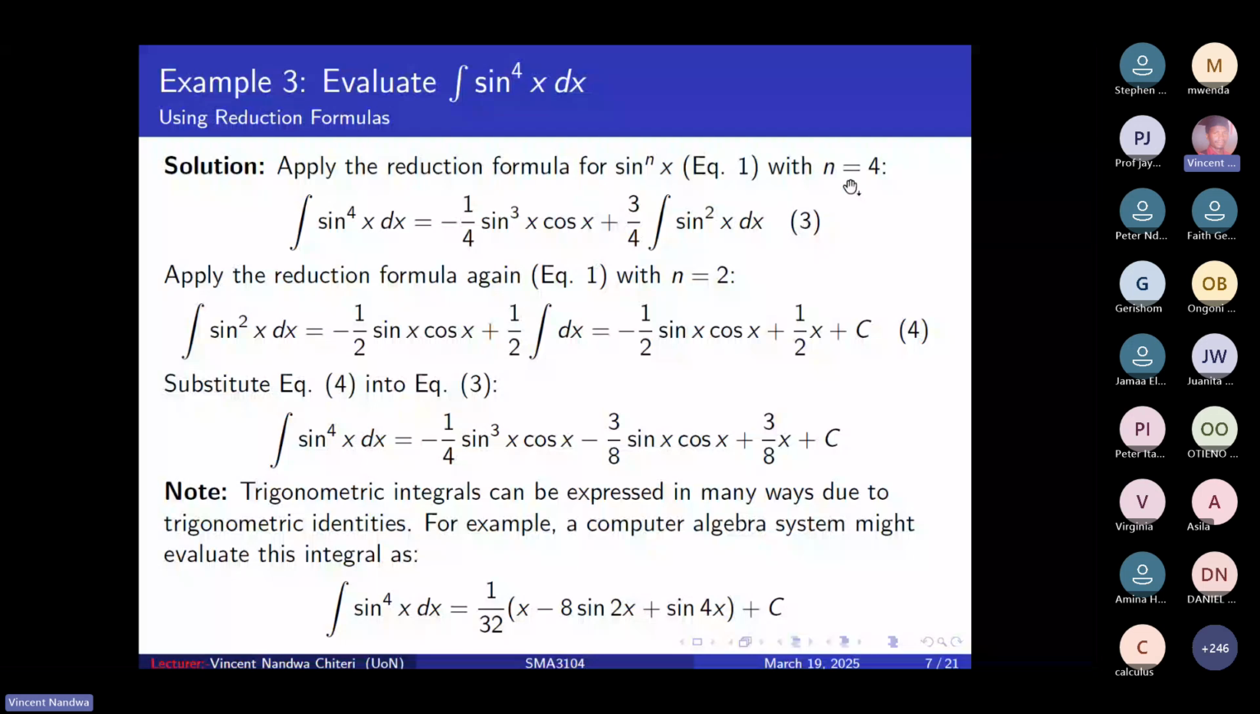When we reapply the same reduction formula 1 with n equals 2 to get the value of the integral of sine squared x dx, we get minus a half sine x cos x plus a half integral of 1 dx. I hope you are convinced that the answer given in equation 4 follows from the reduction formula.